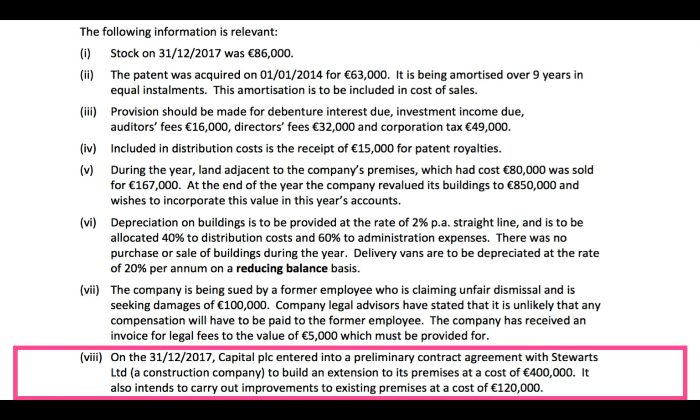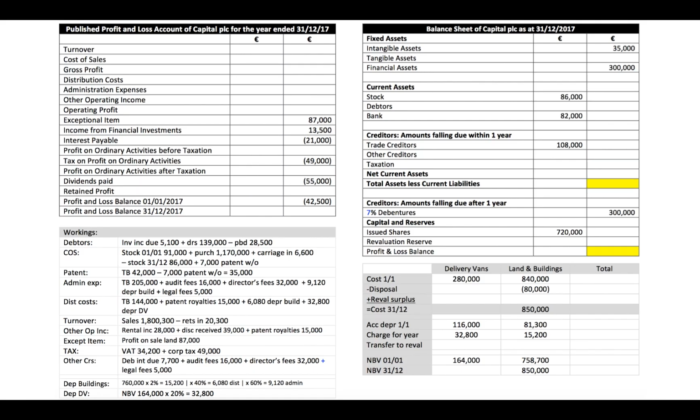Okay, and then the last one there, note 8, on the 31st of the 12th, 2017, Capital plc entered into a preliminary contract agreement with Cirrus Limited, a construction company, to build an extension to its premises at a cost of 400,000 euro. It also intends to carry out improvements to existing premises at a cost of 120,000 euro. Now, we don't have to enter that into the accounts at all because it's only a preliminary agreement. They haven't signed, sealed and delivered and all this, so you don't have to enter that in at all. But we did read earlier that it will be part of the notes.